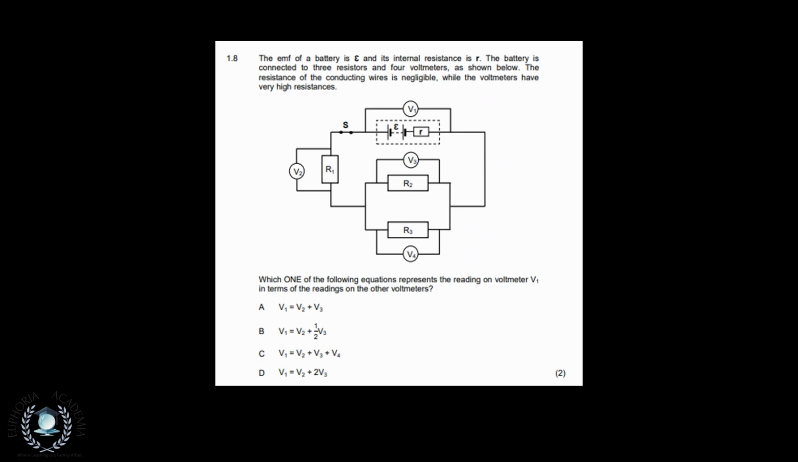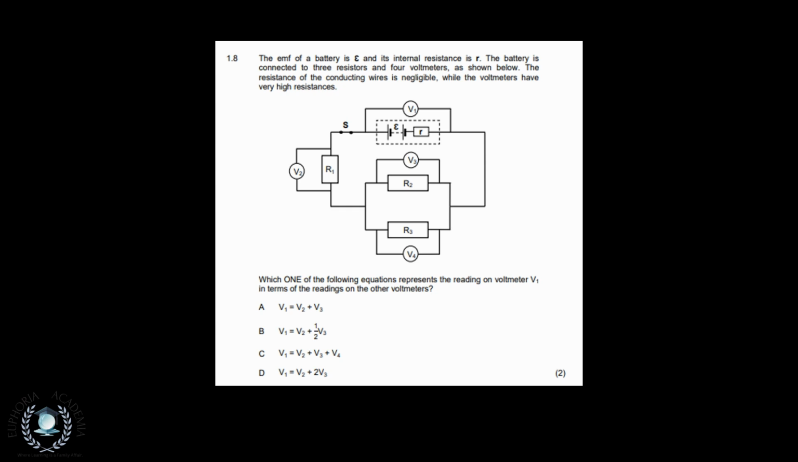In today's paper, we're going to be covering everything with regard to electric circuits. We're first going to start with the multiple choice questions, question 1.8. The question reads: we have the EMF of a battery and the internal resistance is also given. The battery is connected to 3 resistors and 4 voltmeters, and the resistance of the conducting wires is non-existent, while the voltmeters have a very high resistance.